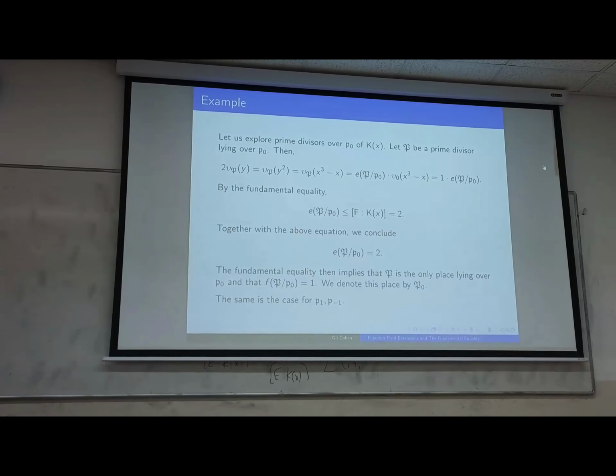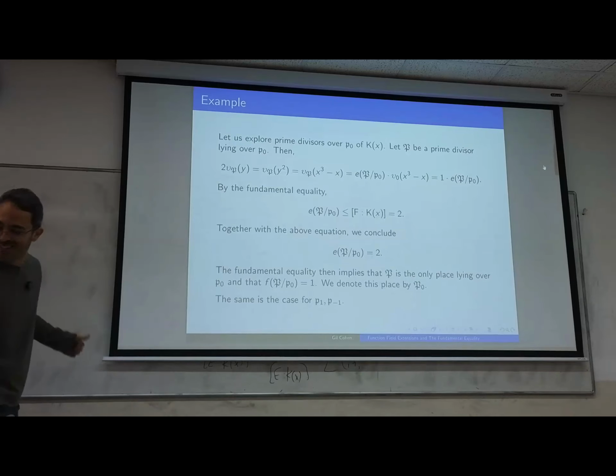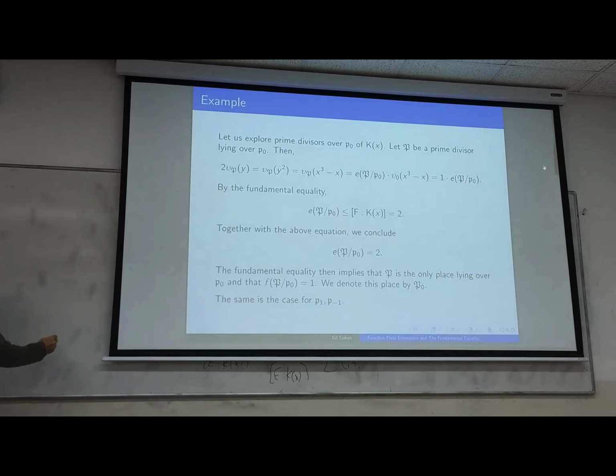So far, we just used the fundamental equality to show that there is exactly, I think it's exactly what you don't see on the board. So let me write it here. There is P infinity, and capital P infinity at the top has e equals 2, f equals 1, and there's no other place above it.